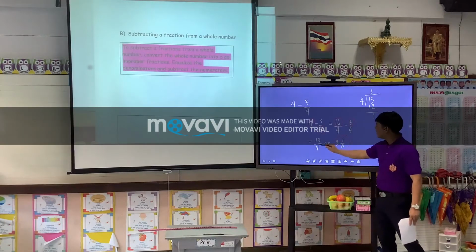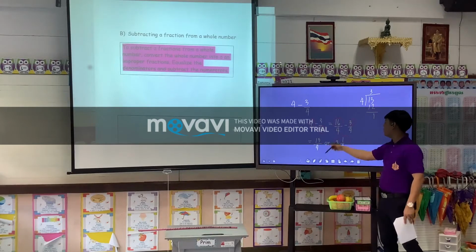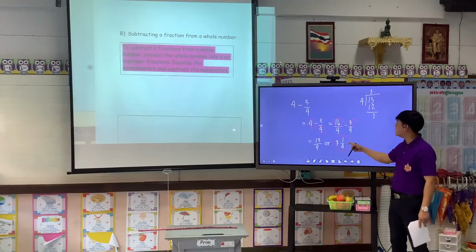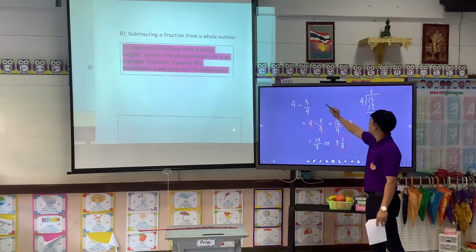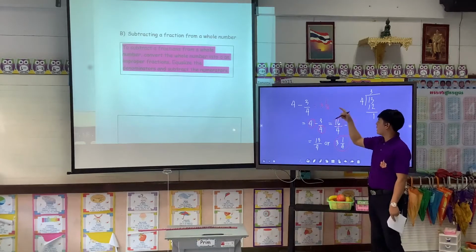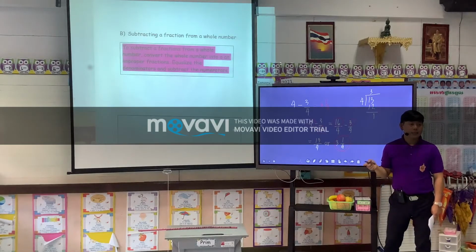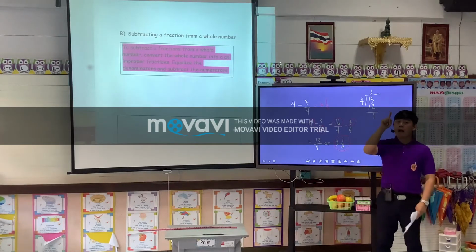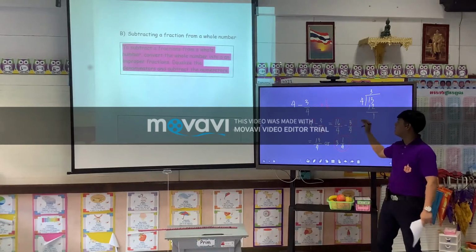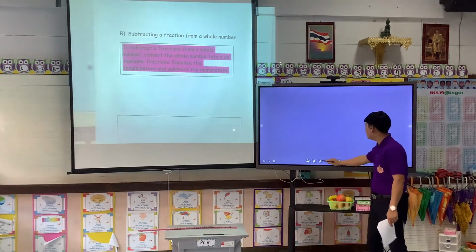Okay, because this is the improper fraction and we need to convert it into the mixed fraction. So now the answer is 3 and 1/4. Do you understand? Okay, I have one more example, because this is a little bit complicated.